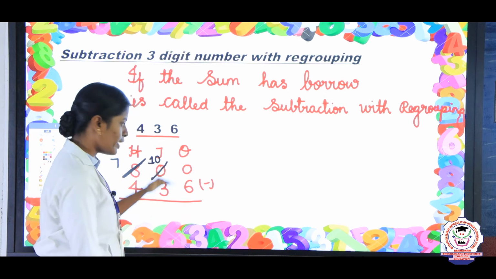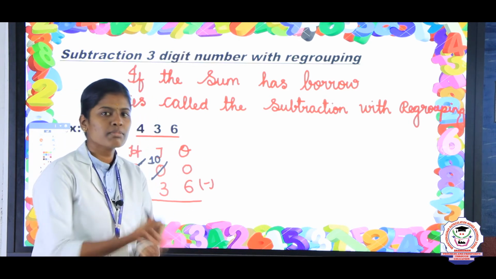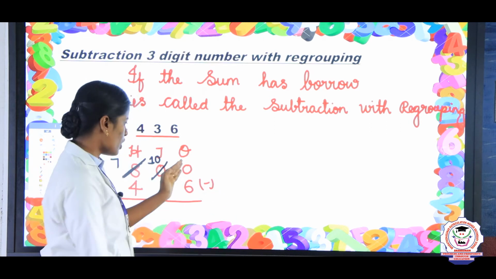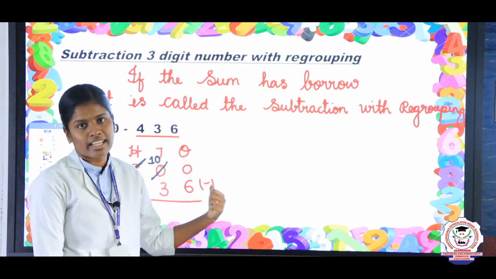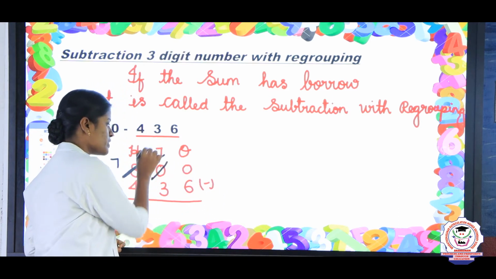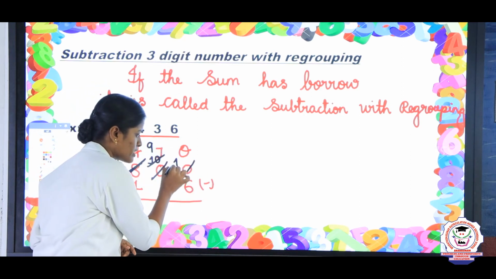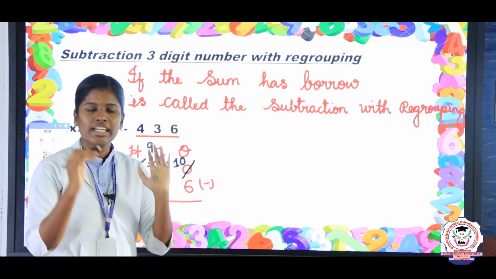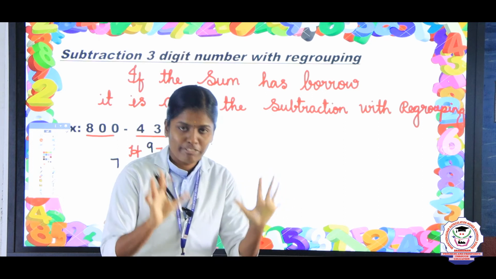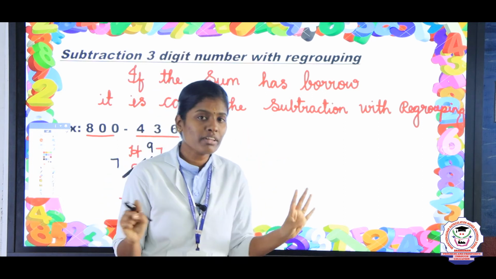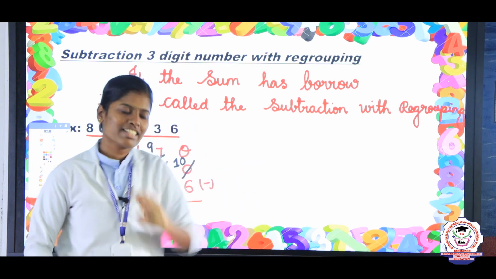Now you listen children, in the ones place we have 0 and 6. Is 0 minus 6 possible? It is not possible. Again you are going to borrow from the tens place. We have 10 tens, and this 10 tens will change into 9 tens. The 0 ones will change into 10 ones. Now we are going to subtract this. Just show your 10 fingers and fold 6 fingers. How many fingers are remaining? 1, 2, 3, 4. So the answer is 4.